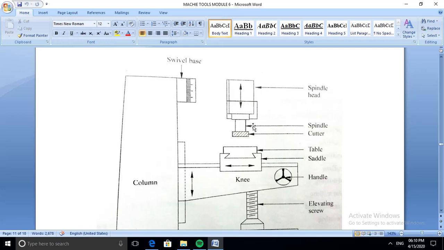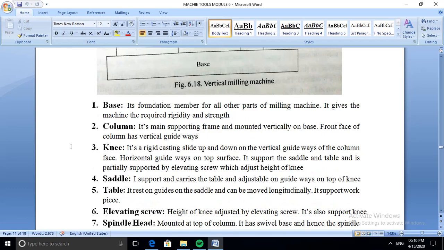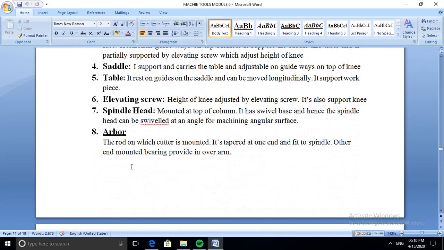Only difference is here the cutter and spindle are vertically arranged, and the spindle head moves up and down. So the cutter can also move up and down. So this is a vertical milling machine. The function of all the components is the same as that of the previous case.